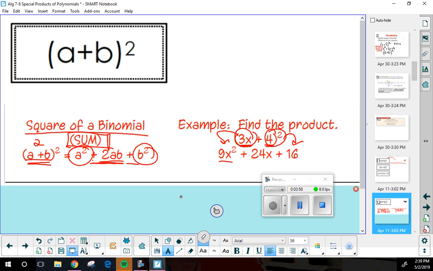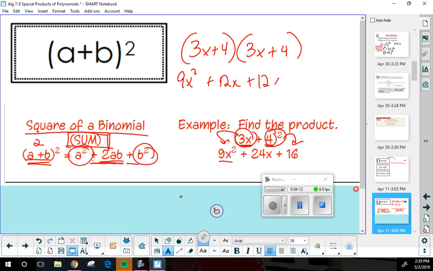Does it work? Let's do this using the FOIL method. First, 9x squared. Outer, 12x. Inner, 12x. Last, 16. And you can see it will work every single time. We're going to practice it in a minute, but I'm going to go through the other 2 rules with you.